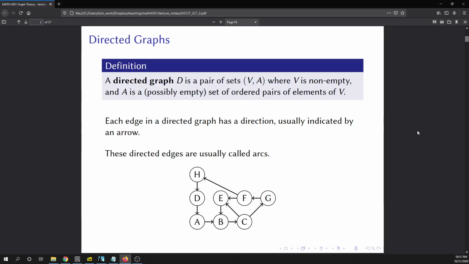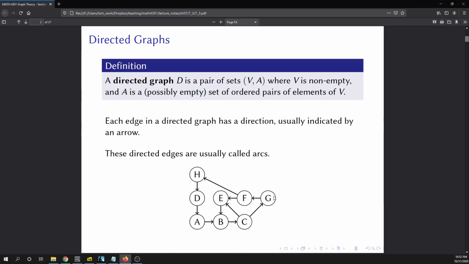So the main difference is that you can think of all the edges in a directed graph as having a direction, right? So with the ordered pair, whatever the first vertex is, that's where the edge starts, and the second coordinate of the ordered pair is where the edge ends. And you can indicate that by drawing an arrow on the edge. Okay. Directed edges are sometimes called arcs, right? And so that's why this second set is A for arcs instead of E for edges. I'll probably just end up calling them edges anyway.